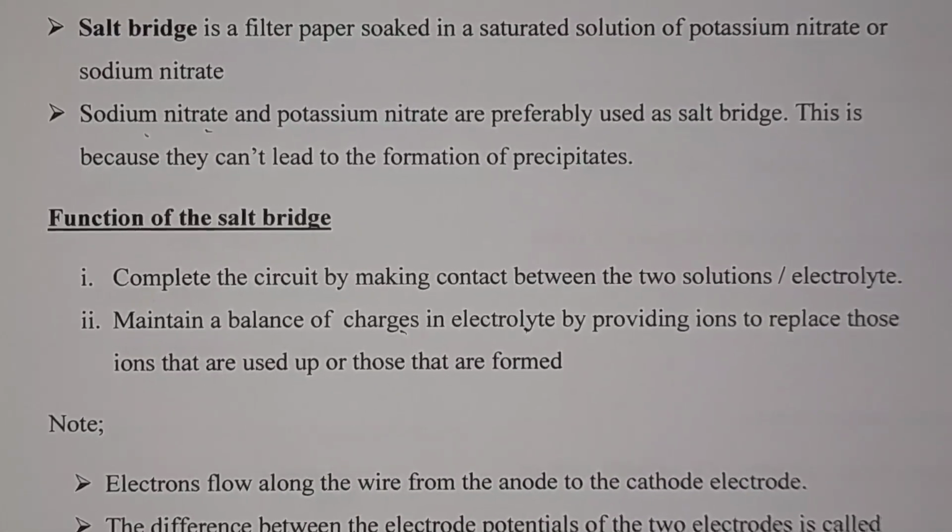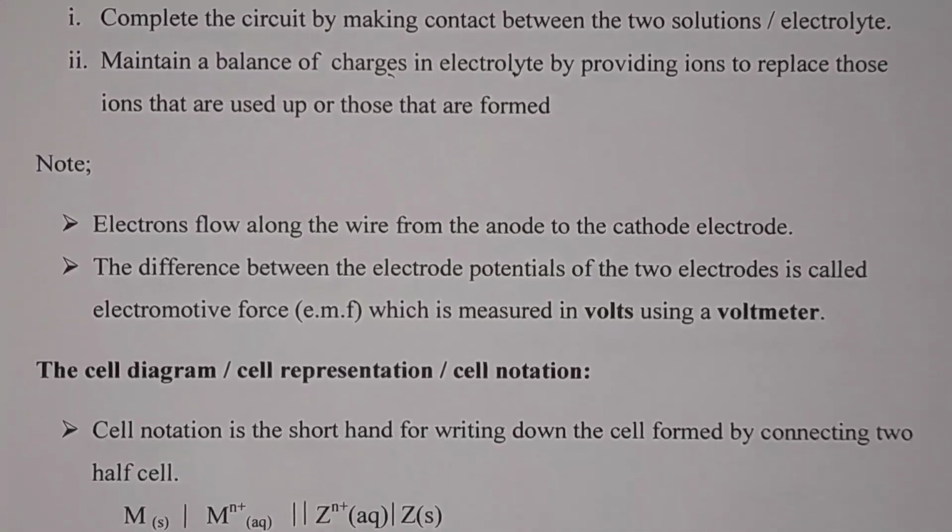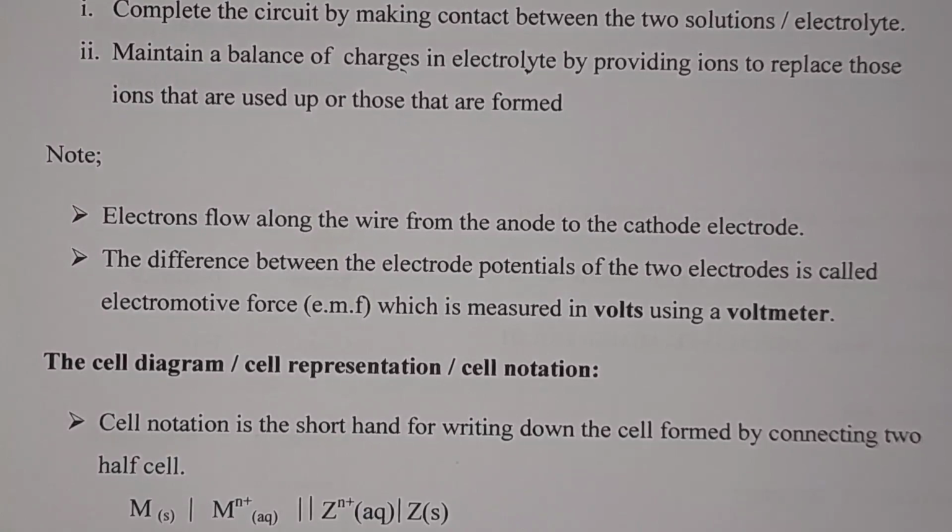Next we have notes. We are told electrons flow along the wire from the anode to the cathode electrode.